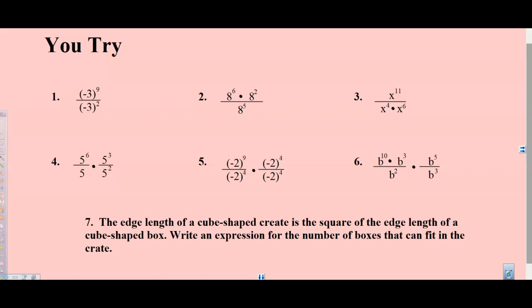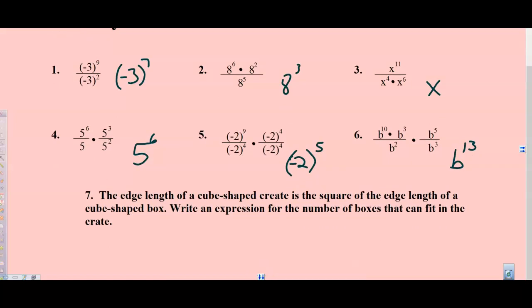Now that you've given it a shot, let's see how you did. For number 1, we have -3 to the 7th power as our answer. Number 2 is 8 cubed. Number 3 is simply just x. Number 4 is 5 to the 6th power. Number 5 is that -2, yes, in parentheses, to the 5th power. Number 6, we have b to the 13th.